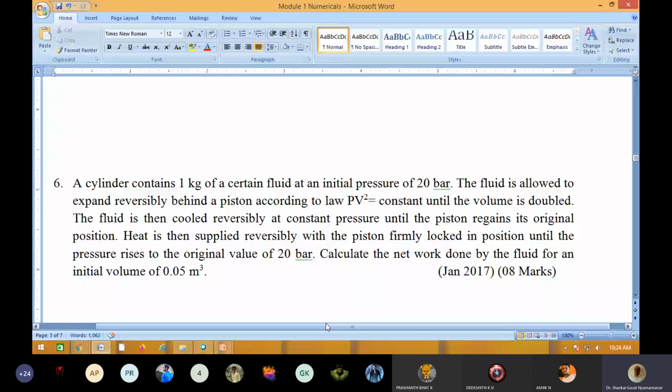Okay, firmly locked until pressure rises to the original value. The volume has come back to the original value, right? It goes from V1 to V2, V2 is double of V1. Then V3 is equal to V1 because the piston regains the original position. V3 is equal to V1. So volume has come back to original. Now pressure also comes back to the original value. That means it comes back to the original condition. It's a cycle. So 3 processes together form a cycle here.